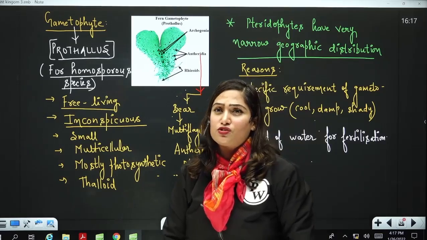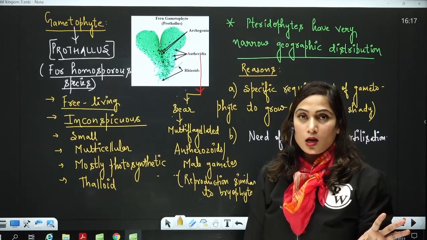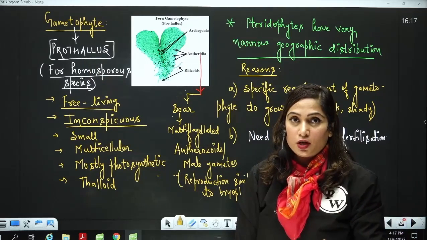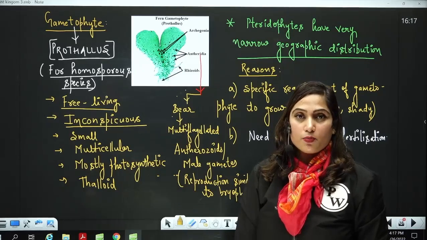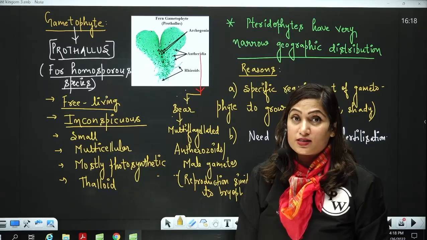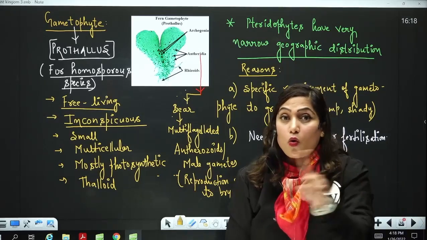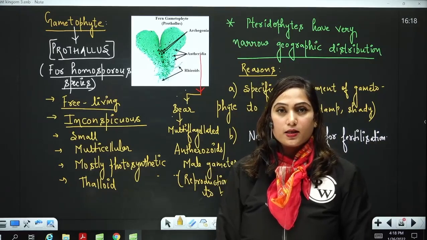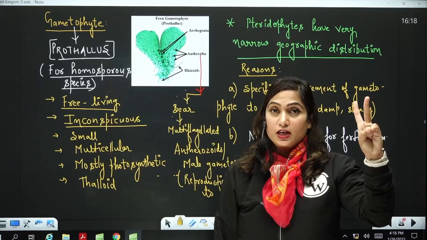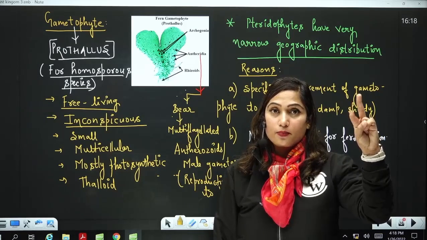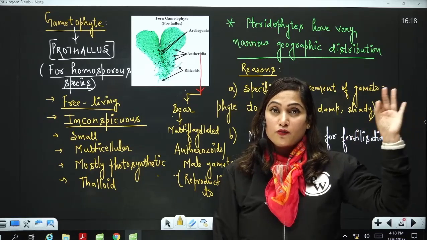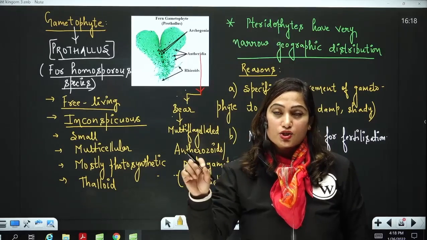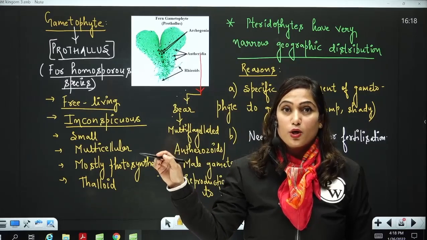And one more important thing, just listen carefully. This word prothallus is used only for the gametophyte of homosporous species. That means the pteridophytes which are heterosporous, their gametophyte is not called prothallus. That means the gametophyte of Selaginella and Salvinia will not be called prothallus. The word prothallus is used for the gametophyte of homosporous species. If it comes in a question, a match where prothallus is written in front of Salvinia would be a wrong match. Clear?